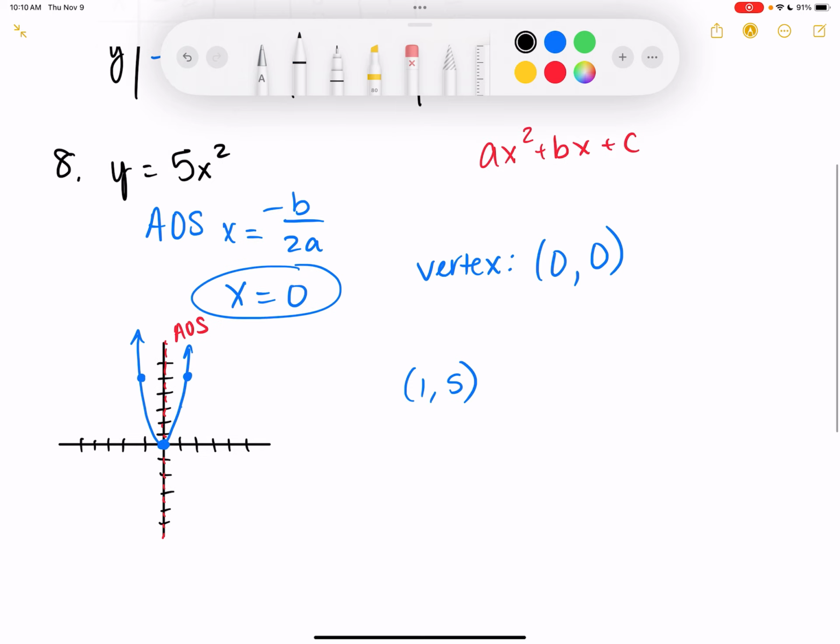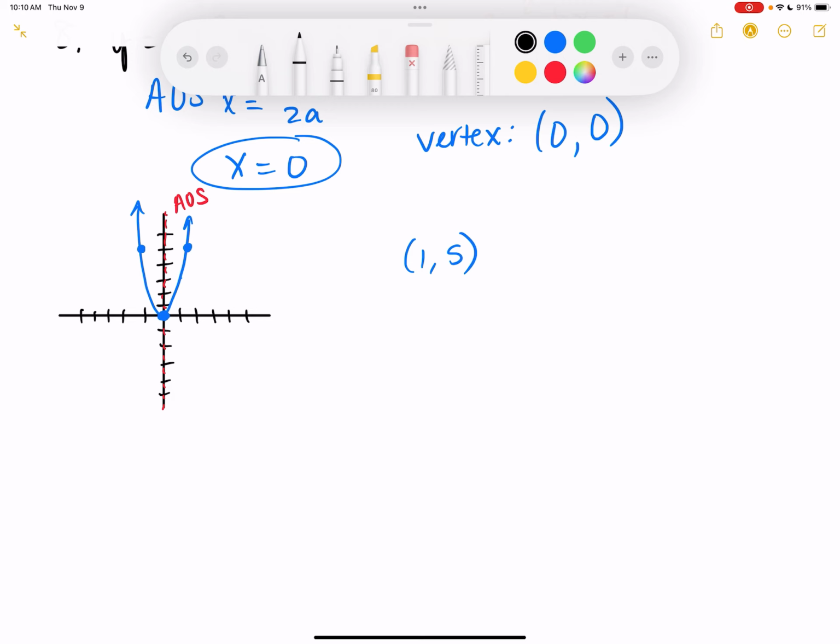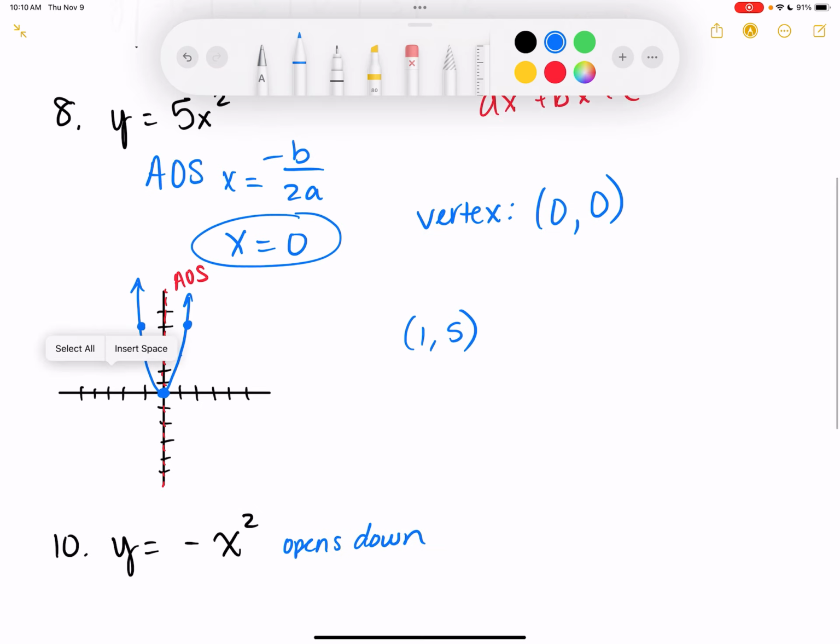We'll do one more of the easier type, and then we'll go into the ones where we actually have to do some stuff. 10. We've got y is equal to -x squared. So anytime you have a negative in front of your x squared term, that means that it's reflected, okay, which means that it opens down. So this one opened up. This one down here is going to end up opening down like this. Okay, it flips it over the axis. So it's an upside down U.